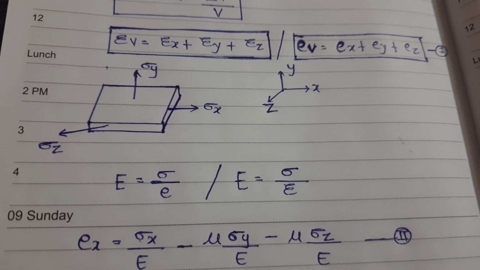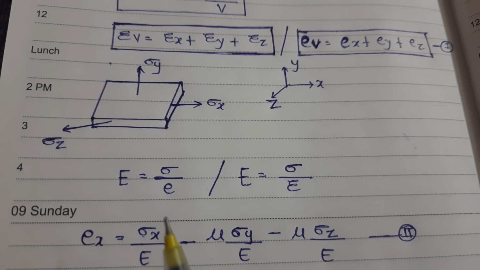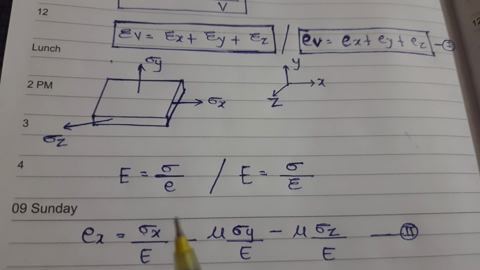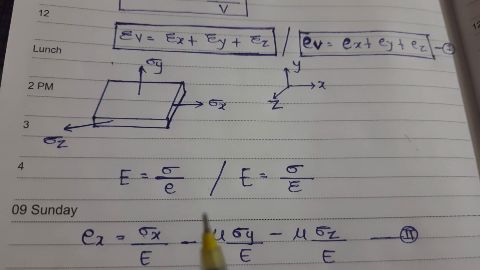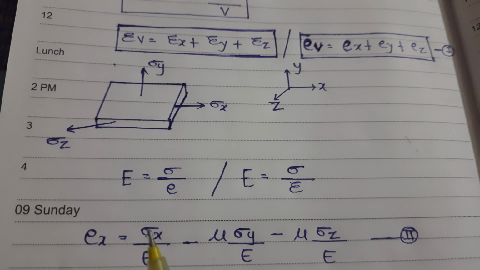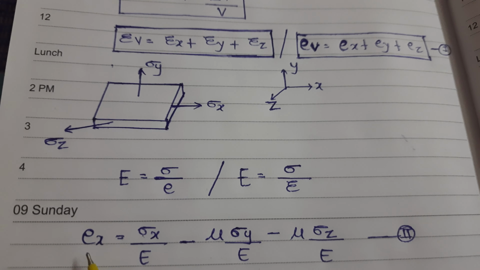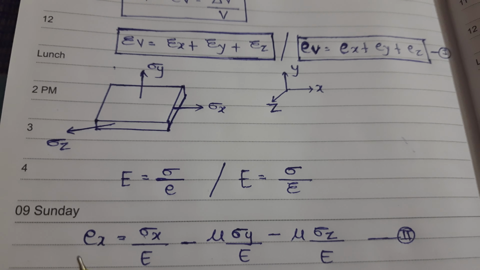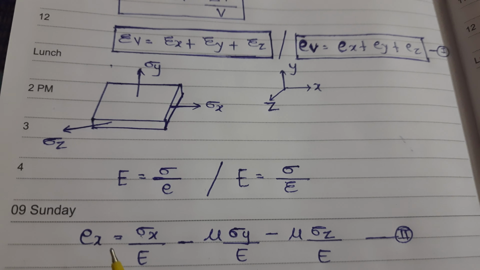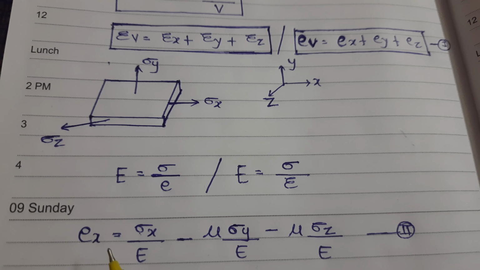When there is triaxial loading, meaning sigma x, sigma y, and sigma z, these three stresses are acting in the x, y, and z directions. First we have to calculate Ex, which means strain in x direction. Then we have to calculate strain in y direction and then strain in z direction. After summation of Ex, Ey, Ez, we get total strain.